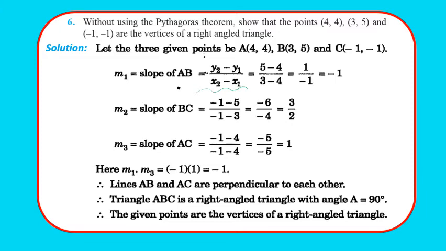Now we can see that M1 into M3 is equal to -1. So the product of M1 and M3 is equal to -1. We have learned that two lines are perpendicular if the product of their slopes is -1. So since AB and AC are perpendicular to each other, therefore it will be a right angle triangle. Clear? So pause and note down the solution.